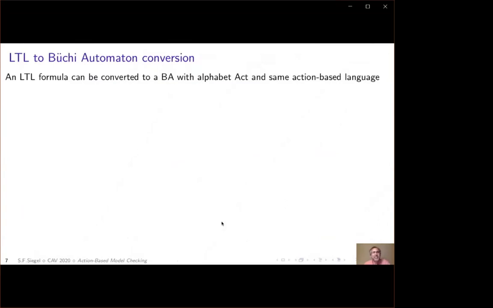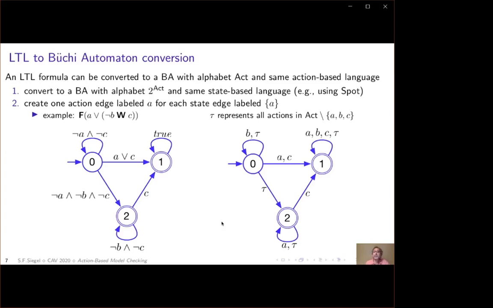Just as in the state case, an LTL formula can be converted to a BA with alphabet ACT in the same action-based language of the formula. I'll just illustrate how that can be done on an example. Starting with this LTL formula, that can be converted into a state-based BA, here we're using the Spot library, to generate the BA that you see on the left.